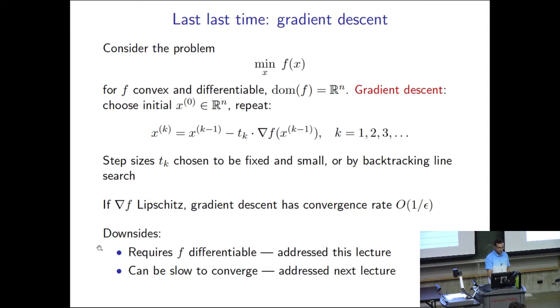The downsides are kind of twofold. The first is that it requires our function to be differentiable, and so that's something that we're going to be removing that assumption this lecture. And a second downside is that it can be slow to converge. That's something we'll kind of address throughout the semester with more and more sophisticated algorithms. But next lecture, at the very least, we'll talk about acceleration, which in some sense strictly improves on gradient descent. So we can just accelerate gradient descent to give it a faster convergence rate.